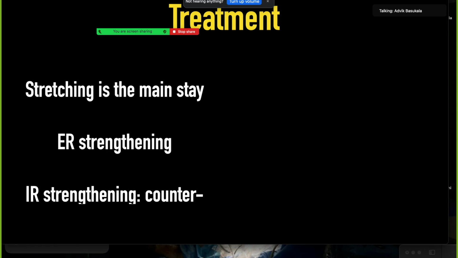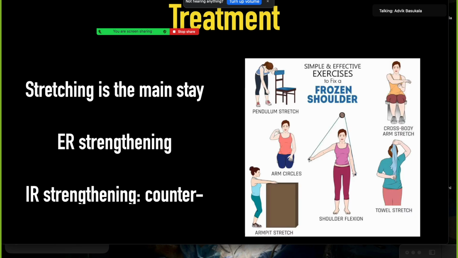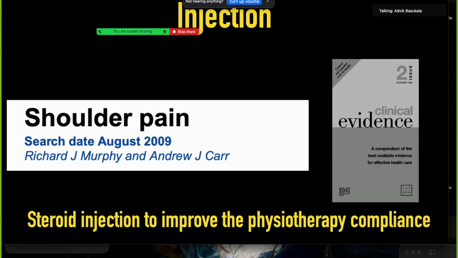So treat the cause. The internal rotators have become strong, there is adhesion, you have to break those adhesions, so stretching becomes the key. The anterior capsule, which is very strong, which is very adhered, has to be stretched. External rotation strengthening has to be done. Internal rotator strengthening has also to be done. These are various methods which you do.